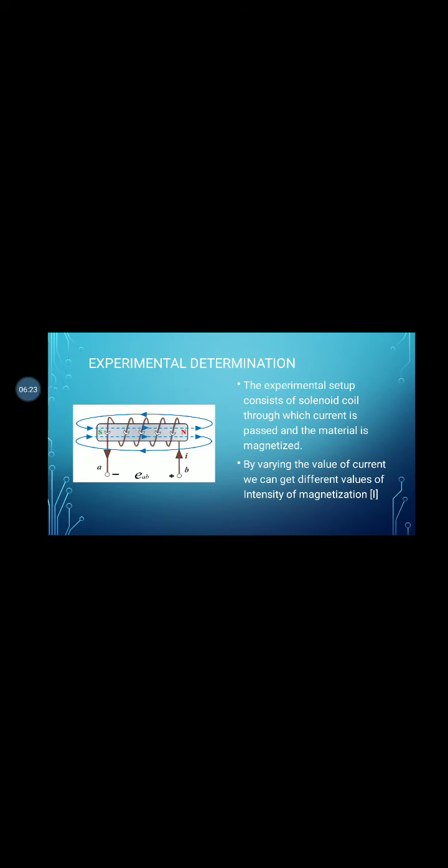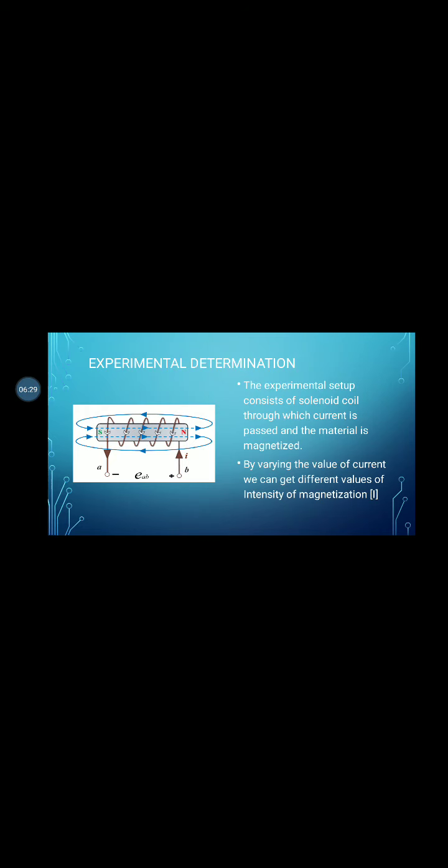We will see the experimental setup over here. For understanding the hysteresis loop, the setup consists of a solenoid coil through which the current is passed and the material is magnetized.